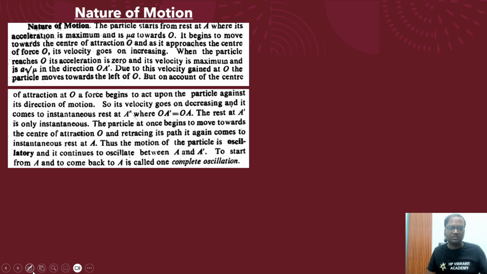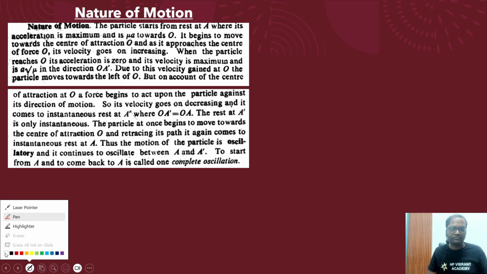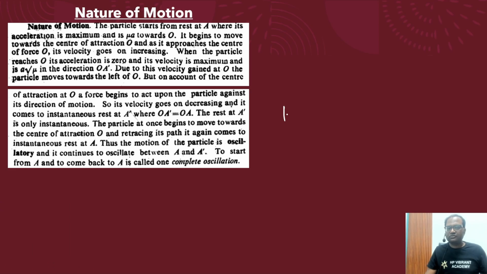Okay, so let us go through the nature of the motion. The motion is in the straight line. This is center of force. This is extremity, x is equal to a. This is x is equal to minus a. So we have the particle starts from the rest at a. So here particle is at rest, that is v is equal to 0, where its acceleration is maximum. Acceleration is maximum here because there is a maximum change in the velocity at x is equal to a.